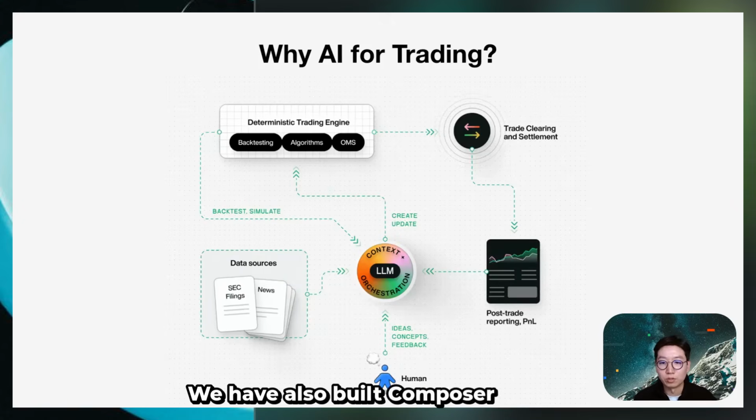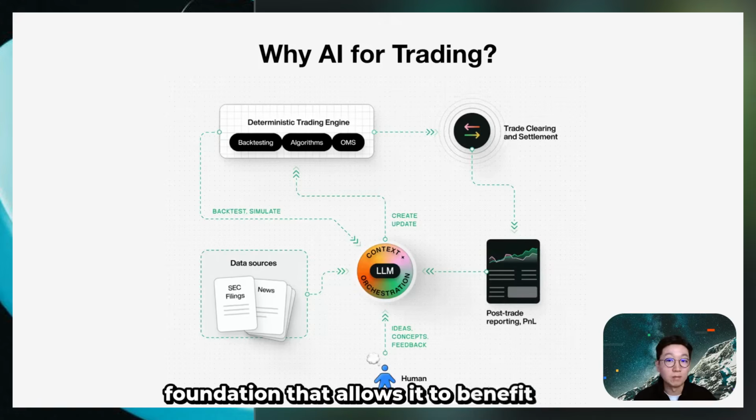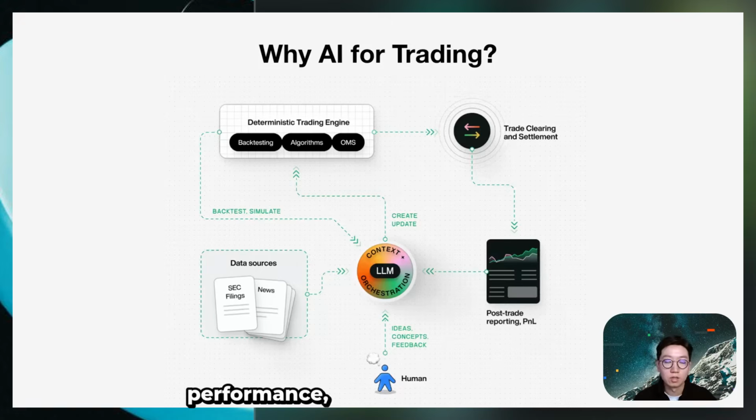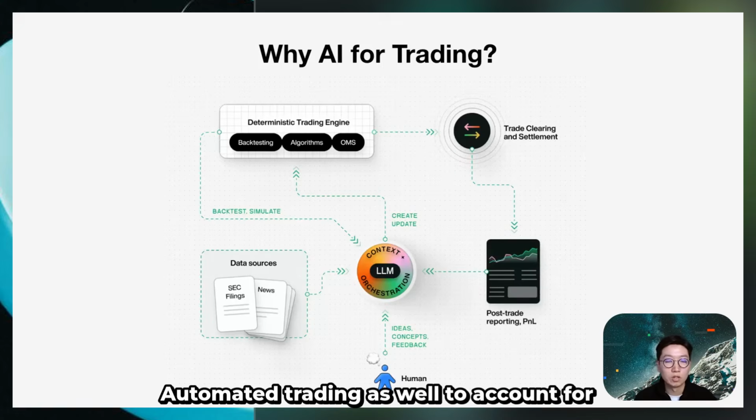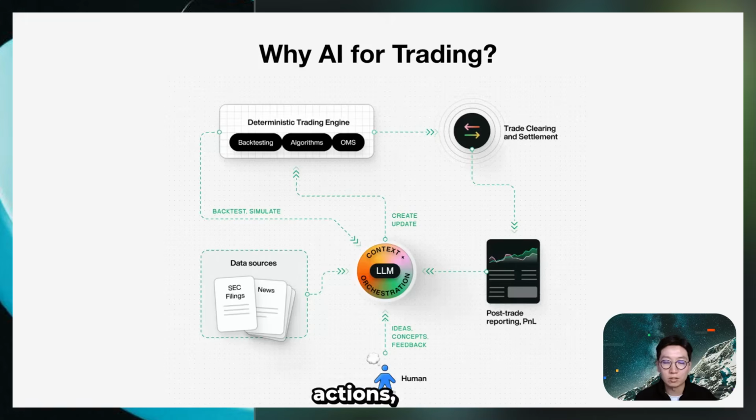We have also built Composer with a foundation that allows it to benefit from the recent improvements in LLM performance, such as the Composer Symphony language. For those who are new here, a symphony is essentially an automated strategy on Composer. We call them symphonies. So the Composer Symphony language allows LLMs to create automated strategies that can reliably trade. Automated trading as well to account for realities like regulatory fees, corporate actions, etc., and also a brokerage to execute automated trades. So Composer is the only platform where AI can build, backtest, and automate these trading strategies.